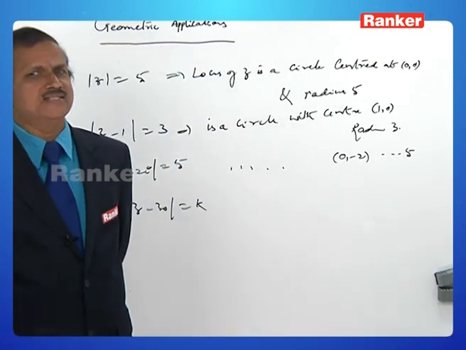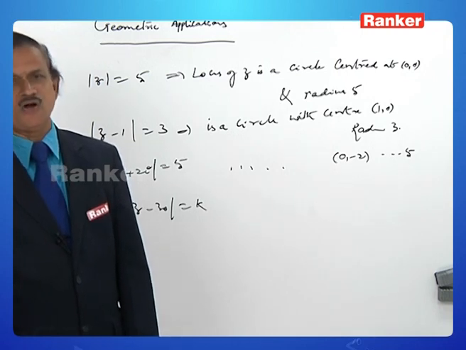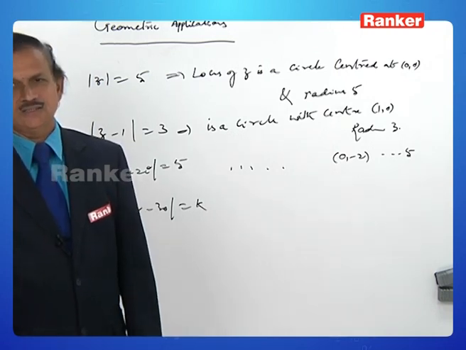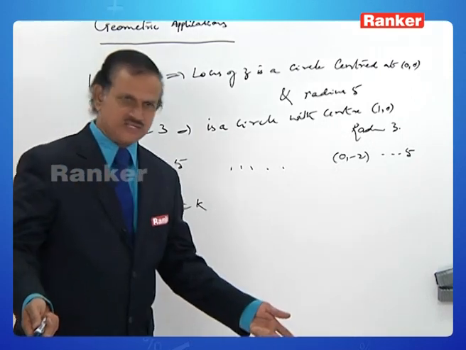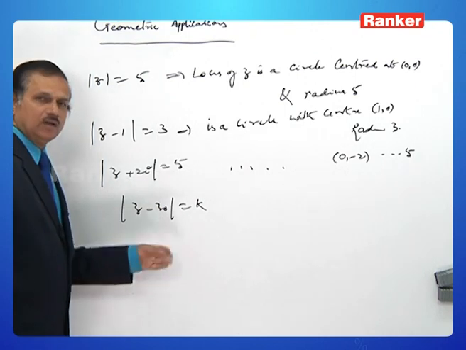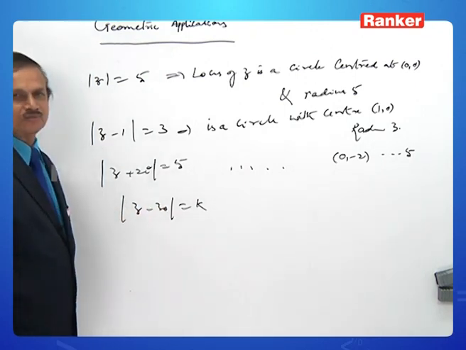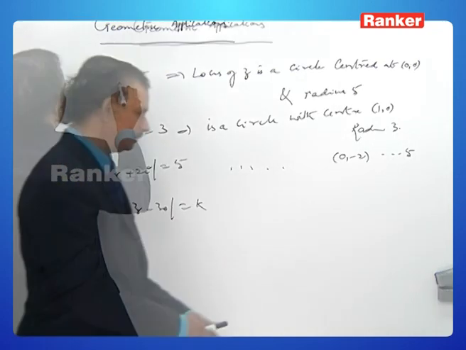It is just the circle with center (a, b) and radius k. The point (a, b) is nothing but the point z naught. Isn't it? The point (a, b) is just the complex number z naught. So it is a circle with center z naught and radius k. Like that we will be able to have it. Next one.